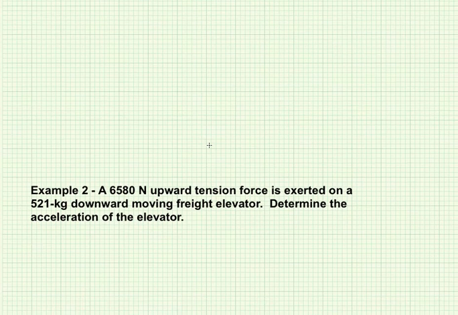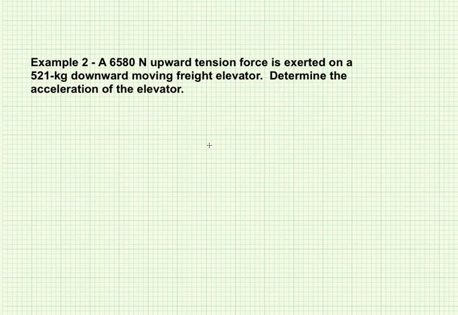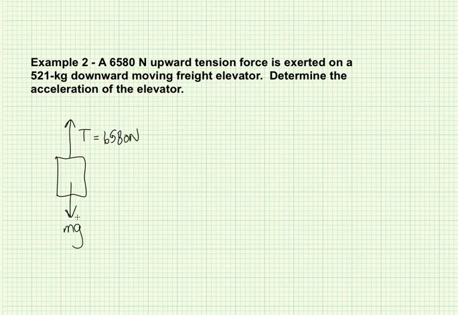All right, let's do a second one. So this time it says we have a tension force that's exerted on an elevator. All right, so we have our elevator. And the first thing that I'm doing is the force diagram, and in this case it's being held up by a cable or rope or something with a tension force of 6,580 newtons. And don't forget, it's going to have a gravitational force acting down, and it says in this case that this elevator is moving down.